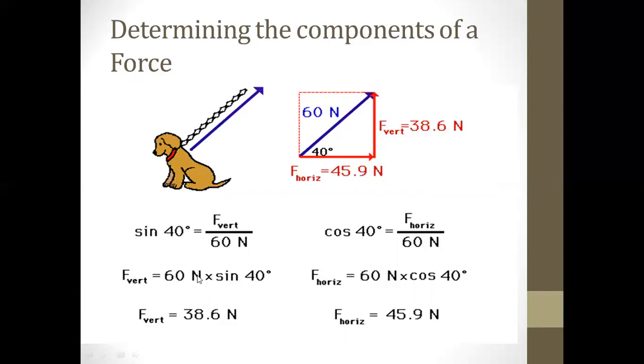The vertical component of the force, F vertical, equals the magnitude of the force, 60, times sine the angle with the horizontal. So F vertical equals 60 times sine 40, which equals 38.6 Newton. The unit of the force is Newton. The horizontal force, as we explained before, equals 60 cosine 40, which equals 45.9.